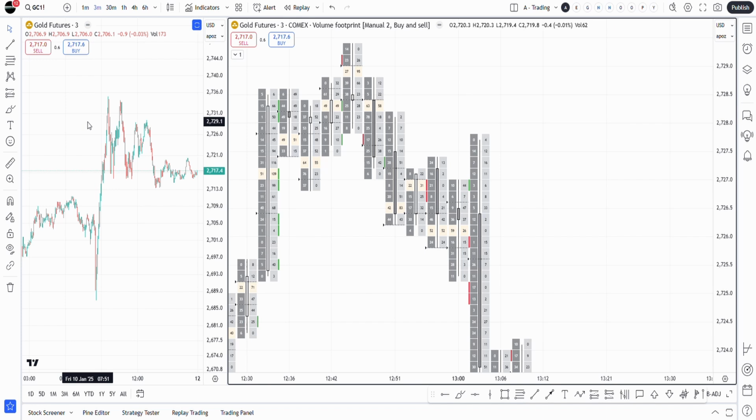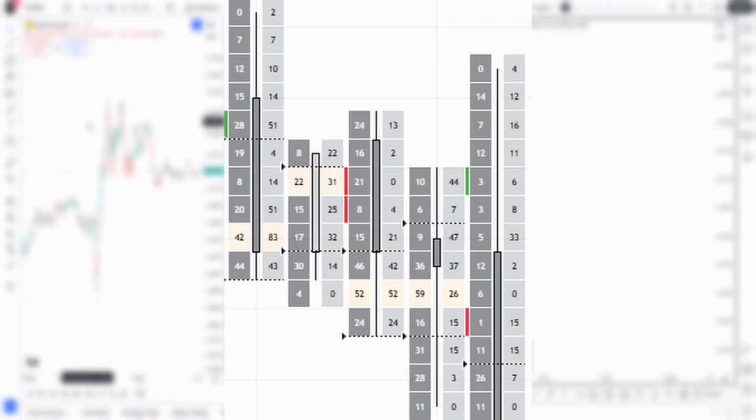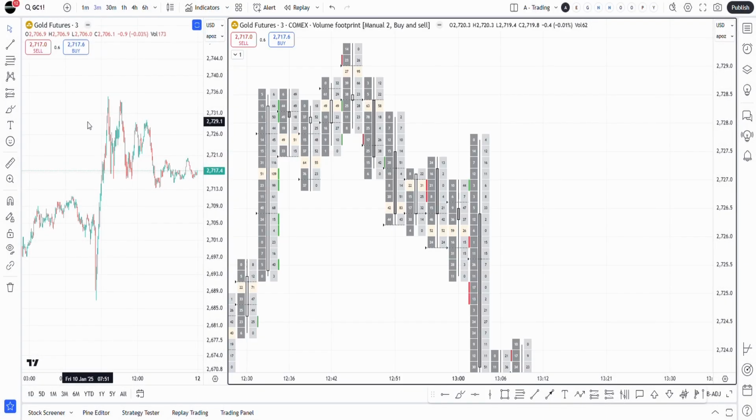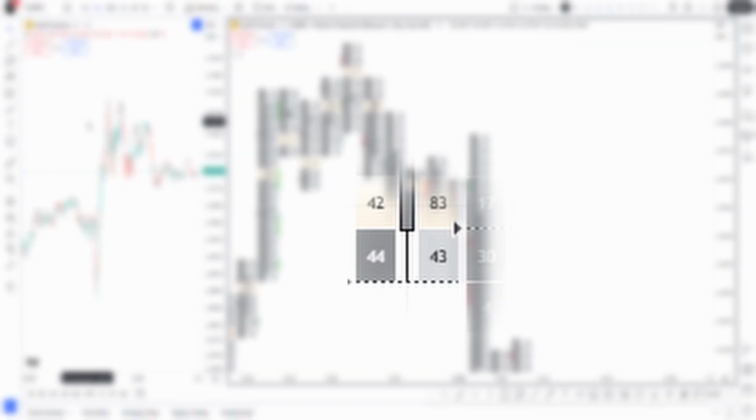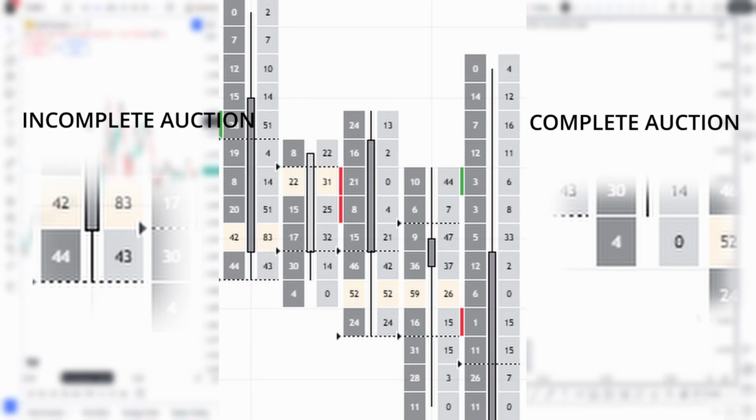You would be able to tell if it's an incomplete auction or complete auction by the extremes of the candle. Where there's a number with a 0 at the extreme of a candle, that's a complete auction. An incomplete auction occurs when there's both buyers and sellers at an extreme high or extreme low of a footprint. So that means there's numbers at both ends of the extreme without the 0. Here's an example of an incomplete auction, and here's an example of a complete auction.